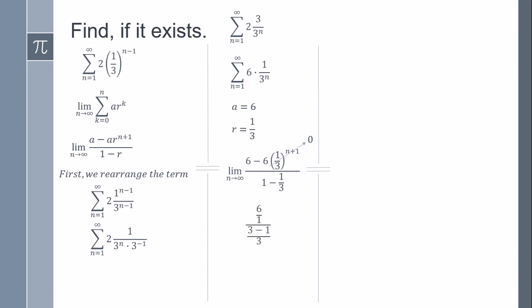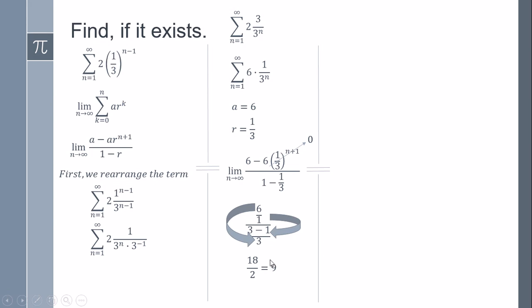So now we have this value. This 6 we can put over 1, and this is going to be 3 times 1 is 3 minus 1 over 3. So I can multiply in this way. The ones in the denominator are going to be in the denominator, and the other ones are going to be in the numerator. So we have 18 over 2, so it's going to be 9.